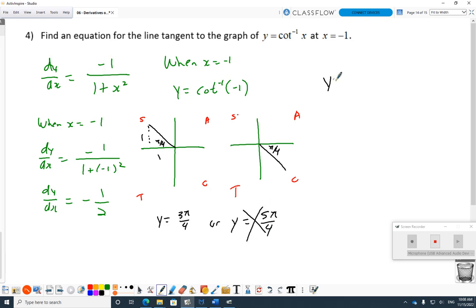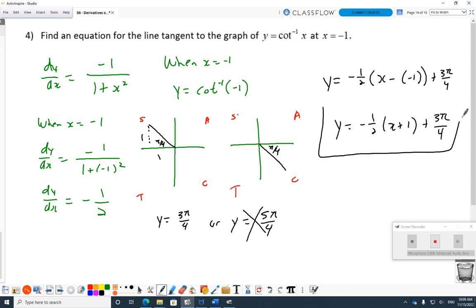y equals negative 1/2 x minus negative 1 plus 3 pi over 4. I'll just tidy that up a little bit. Negative 1/2 x plus 1 plus 3 pi over 4. Equation of tangent. And I've used y equals mx minus p plus q, but you y equals mx plus b people, you know what you're doing, so you'll be all right.